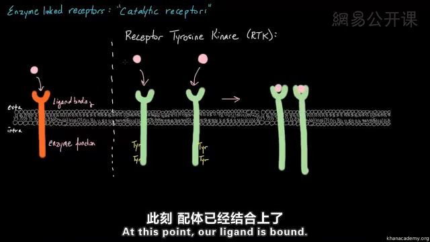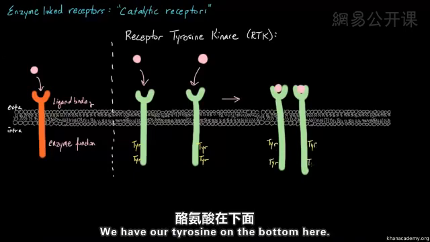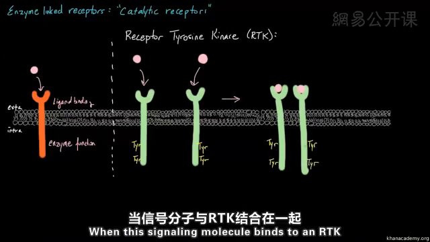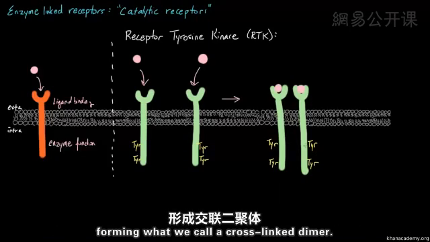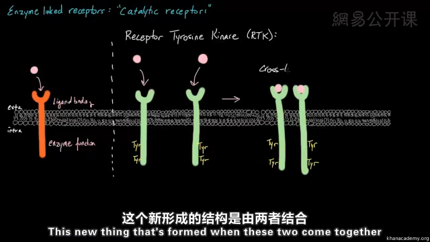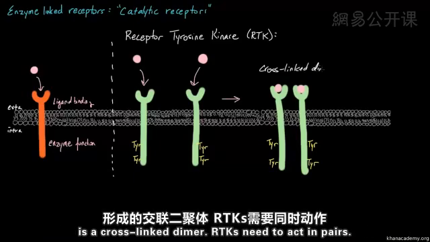Okay. So at this point, our ligand is bound. We have our tyrosine on the bottom here. So when a signaling molecule binds to an RTK, they cause neighboring RTKs to associate with each other, forming what we call a cross-linked dimer. So this new thing that's formed when these two come together is a cross-linked dimer.